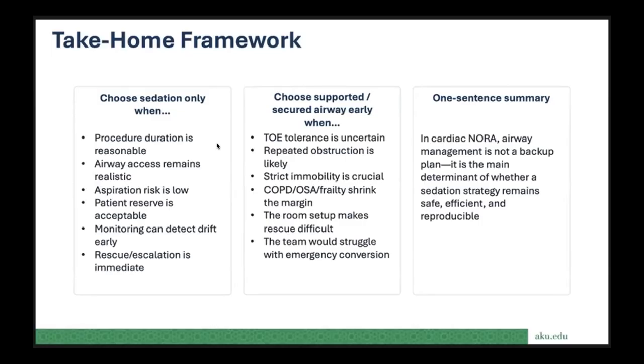So the single sentence which I want you to remember is: in cardiac NORA, the airway plan is not a backup to the sedation plan. It is the core strategy that determines whether sedation remains safe and reproducible.